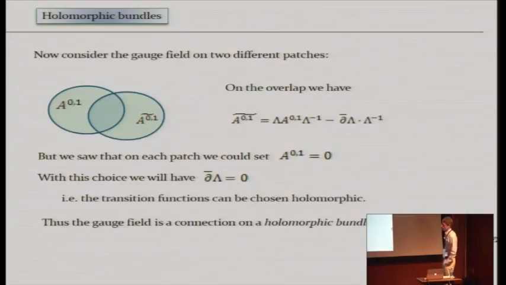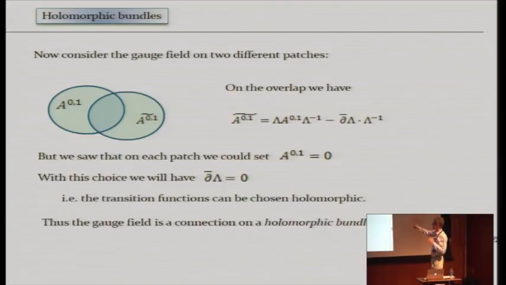Okay, now let's consider the gauge field in two patches and look at the overlap. Here we have a gauge field A01, here we have a gauge field A01 tilde. And on the overlap, they have to be related by a transition function, which is itself a gauge transformation, lambda: A01 lambda inverse minus d lambda lambda inverse. Okay? So that's a general expression.